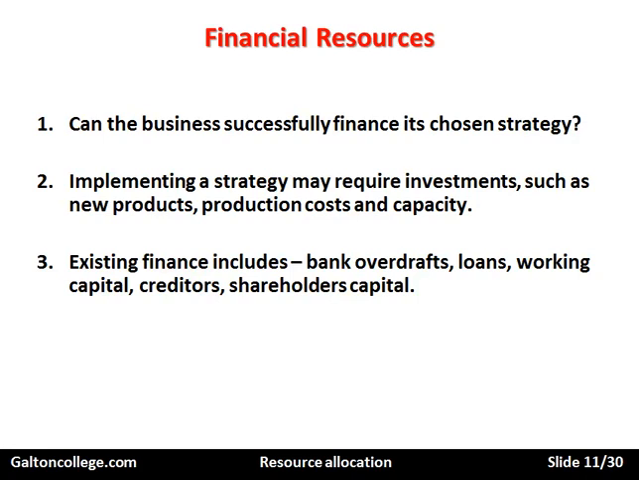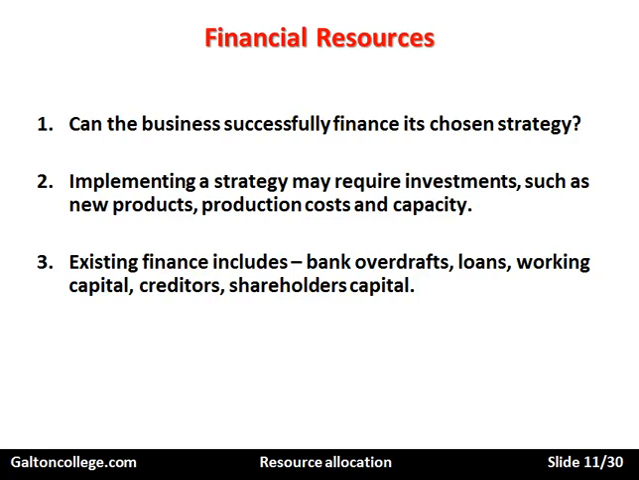Existing finance includes bank overdrafts, but that's very expensive. When a business goes to a bank to arrange an overdraft, it has to pay a very high rate of interest. So that is really the last resort. Getting a loan is cheaper. Banks will give loans to businesses at better rates. But again, the business will have to show that it is capable of repaying the loan, getting a return off its investment, and paying the interest that the bank charges.